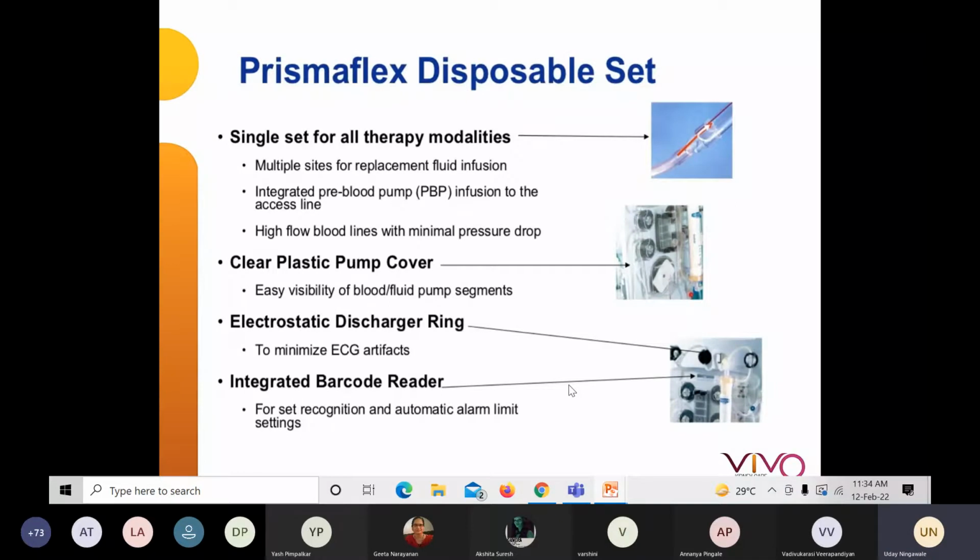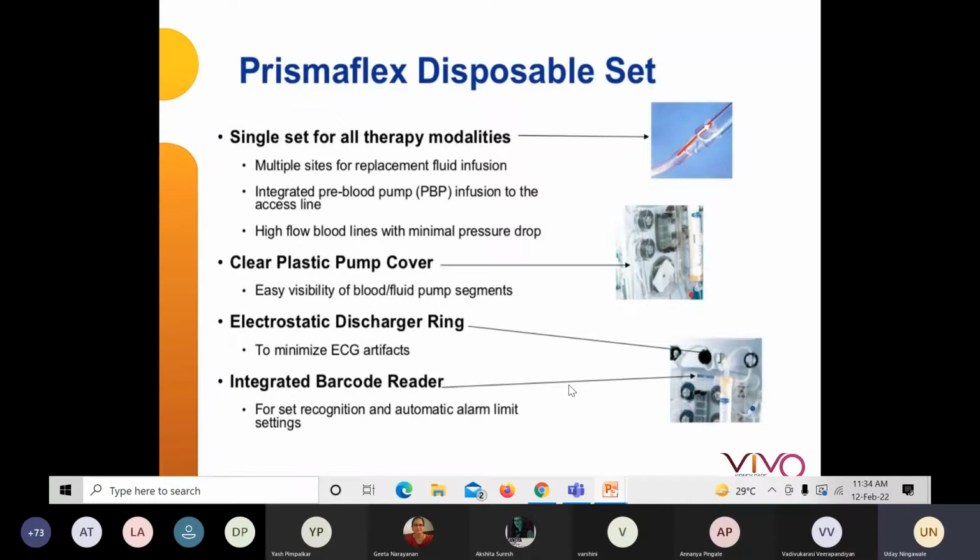Disposable sets: a single set for all therapy modalities. Only one single kit is available. There are multiple sites for replacement fluid infusion, then an integrated pre-blood pump infusion for the access line for flushing purposes. The PPP line can be used. High flow blood lines with minimal pressure drops.